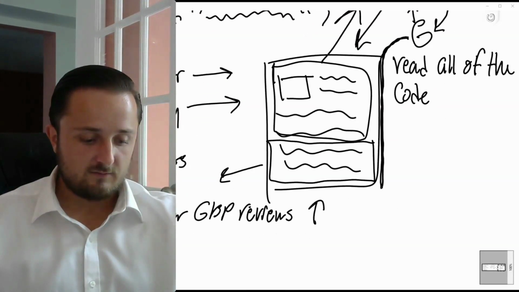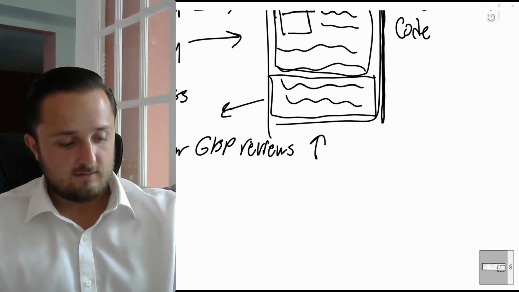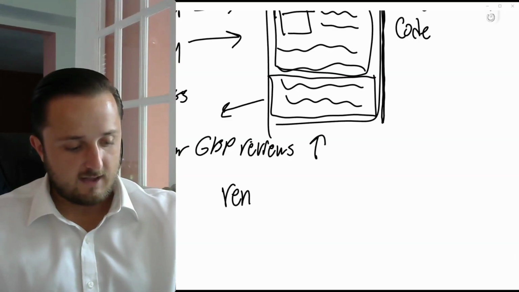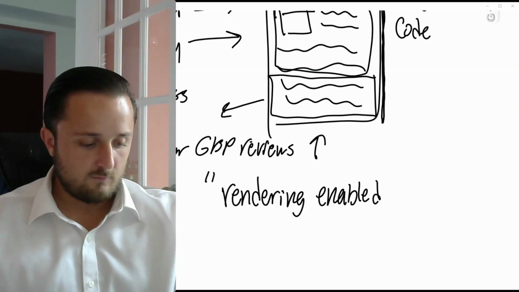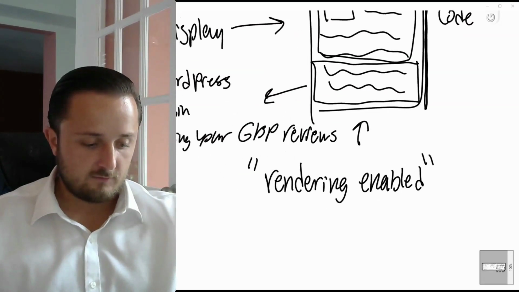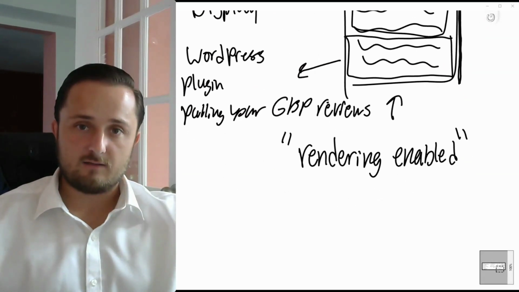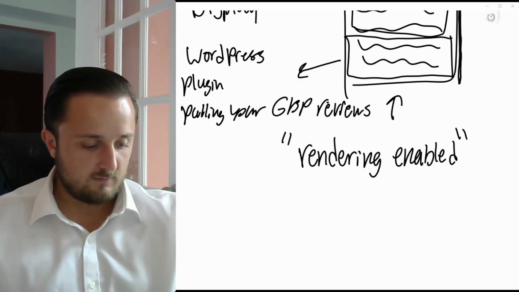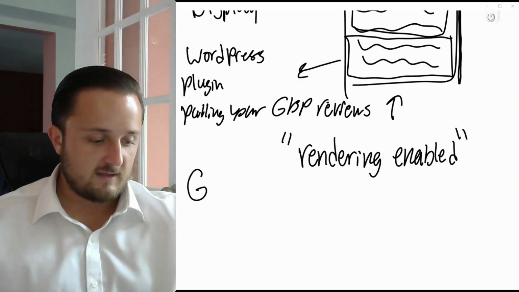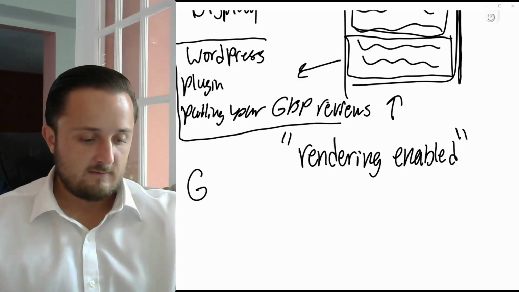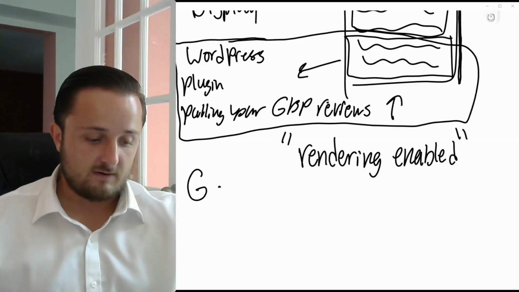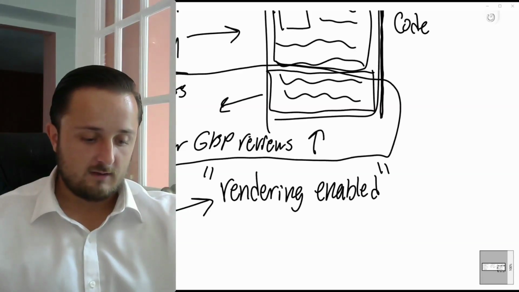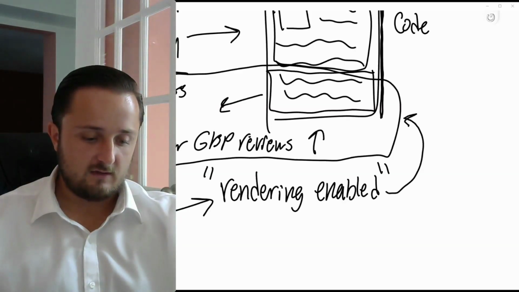Now, a majority of the time when Google comes by, it does not have rendering enabled. So what does this mean? This means there are going to be times when Google comes by, G for Google, and it's not going to see this content because Google does not always have rendering enabled. Rendering enabled allows Google to see all of this content.